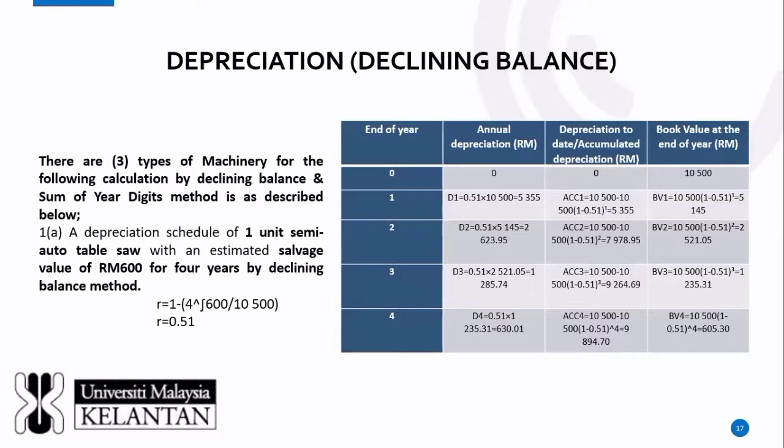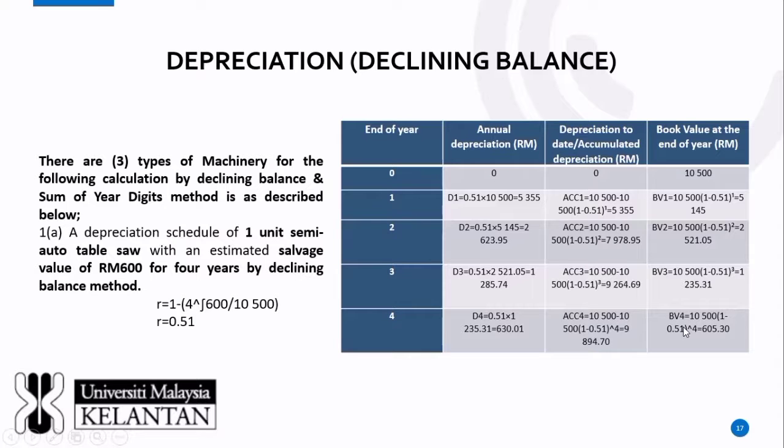For depreciation by declining balance, we have 3 types of machinery for the following calculation, and the sum of years method as described below. This is our formula, so we follow this. On the right hand side, we can see year end 0 until 4, which shows the depreciation counted for the process of the losses. So this is our calculation.